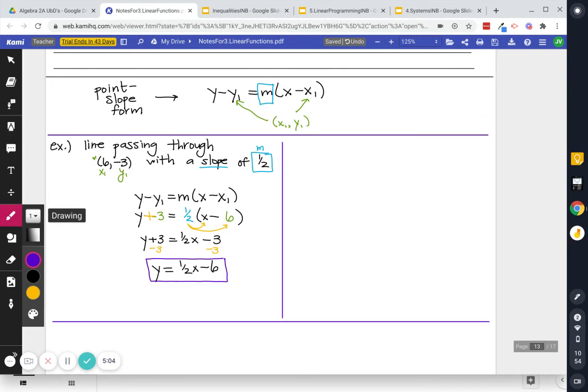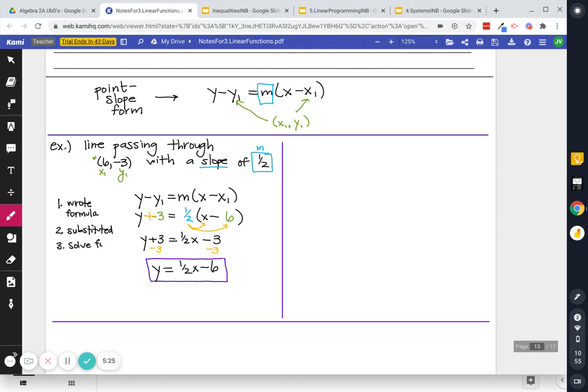So, really quickly, we wrote the formula. We substituted. And we finished by solving for y. It's going to be a popular last step.